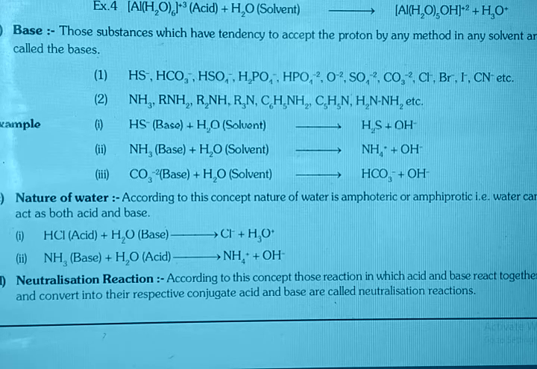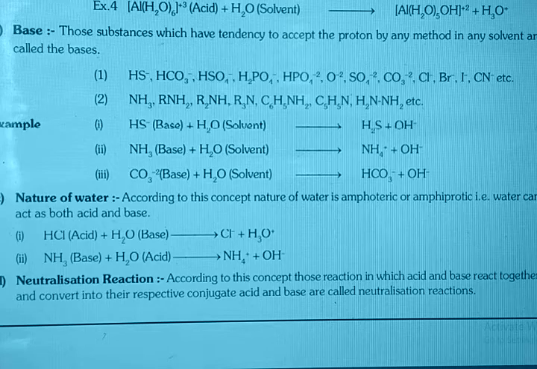Similarly, if I talk about the nature of water, according to this concept, the nature of water is amphoteric or amphiprotic, a new word, amphiprotic. That is, water can act as both acid and base. Amphoteric means, you know very well, weak acid and weak base, but here amphiprotic means water can act as an acid also, because H2O can give H3O plus, and H2O can give OH minus also. So definitely water has both the properties of acid and base according to this concept.